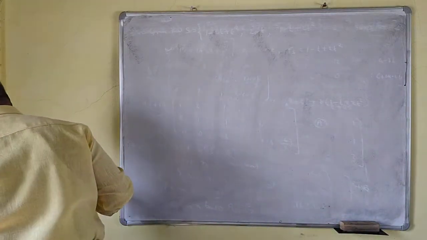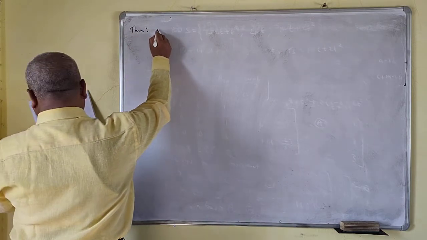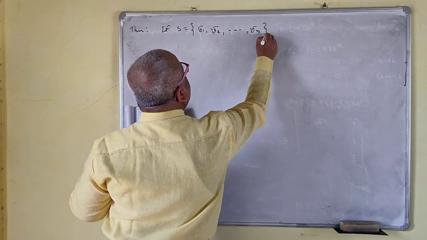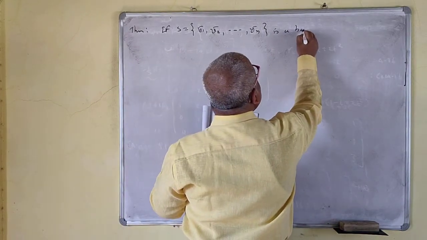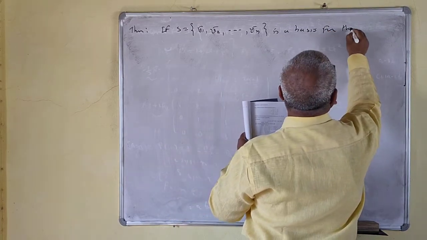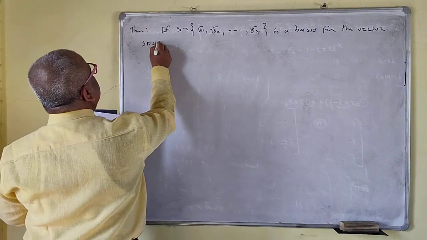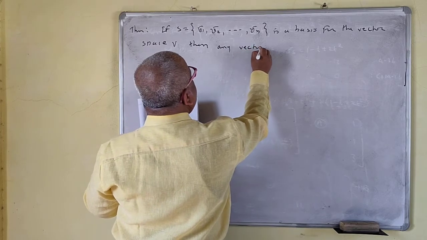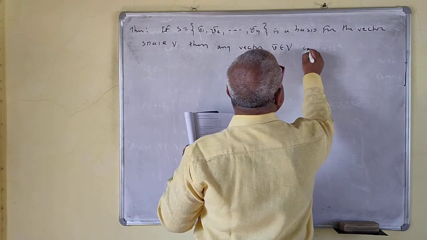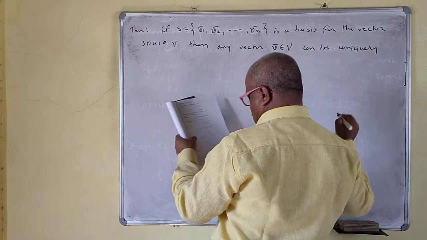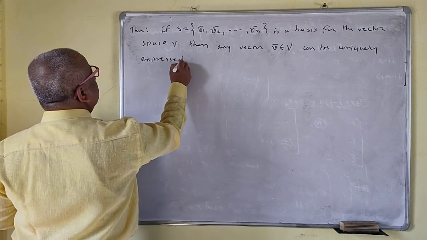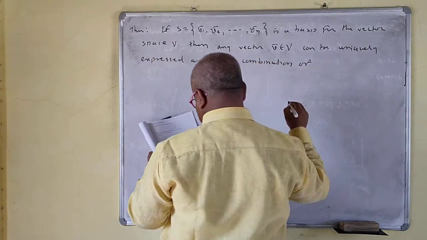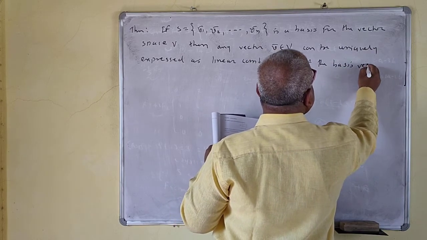Now we'll take an important theorem on it. Theorem: if S equals {V1 bar, V2 bar, ..., Vn bar} is a basis for the vector space V, then any vector V bar belonging to V can be uniquely expressed as a linear combination of the basis vectors.